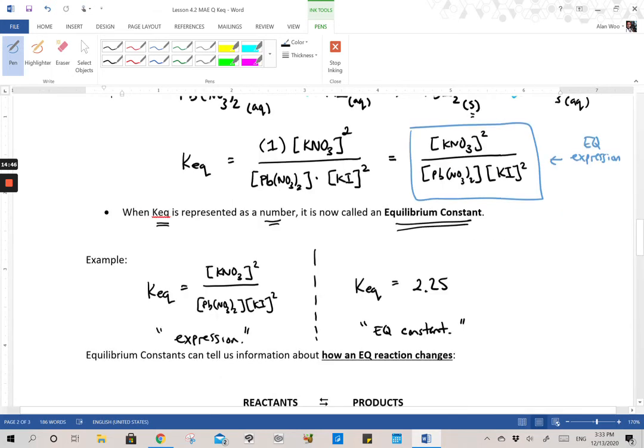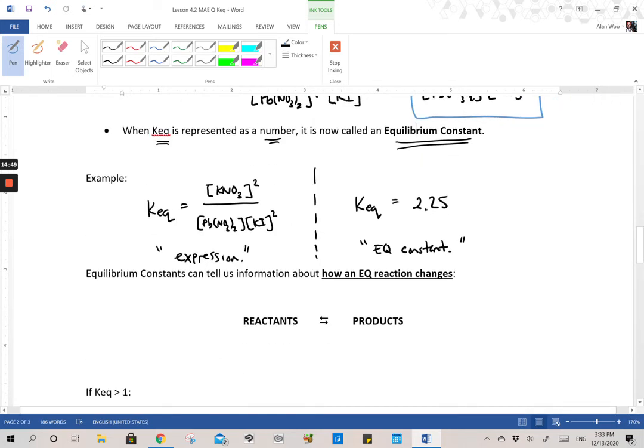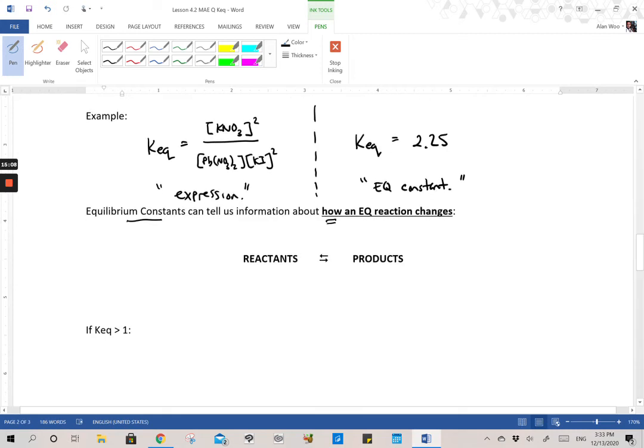Well, the number tells us many things. Equilibrium constants can tell us information about how an equilibrium reaction changes. Okay, key word is how the equilibrium reaction changes. So to go through this section here, let's again go back down to something a little bit more simplistic and generic. So we have an equilibrium reaction here between reactants and products. Reactants are going to be big R, products are just going to be big P.